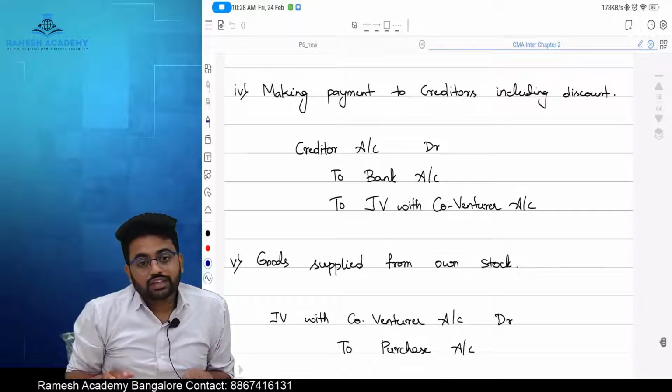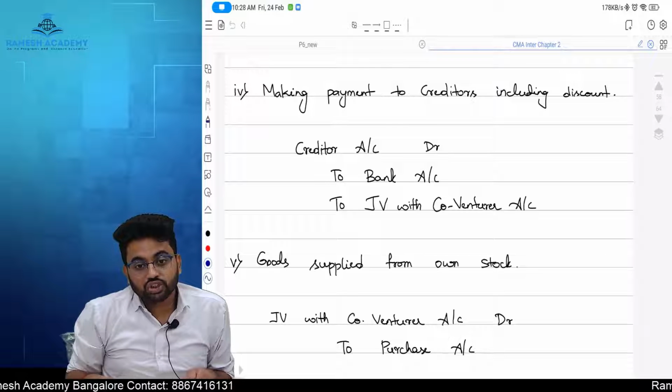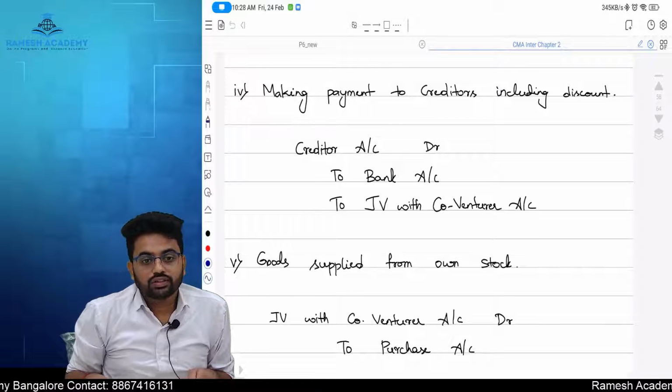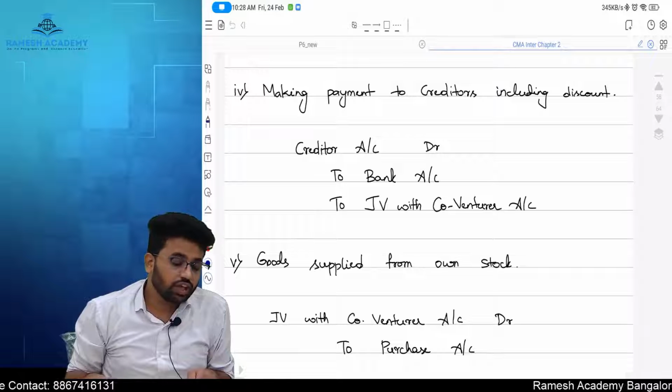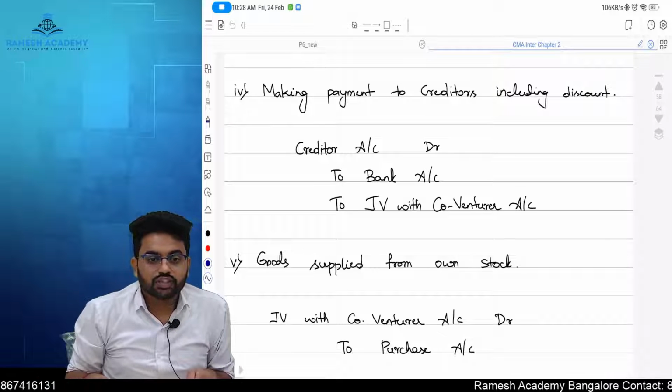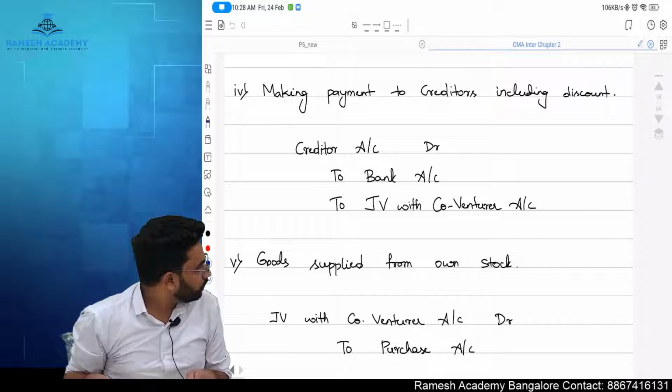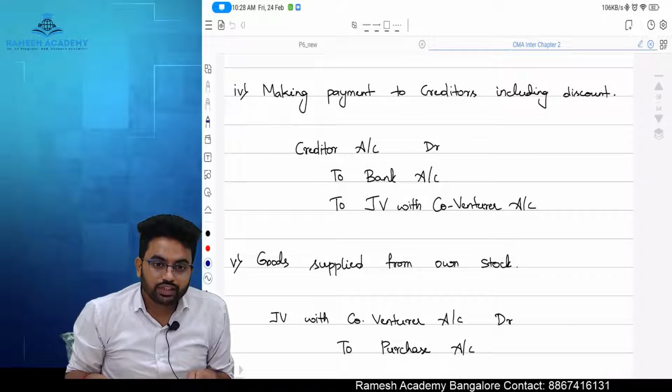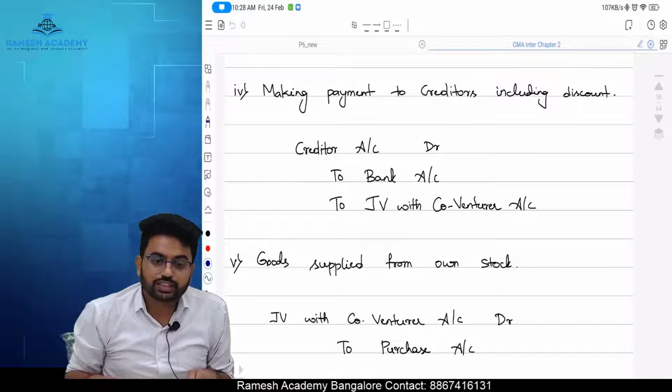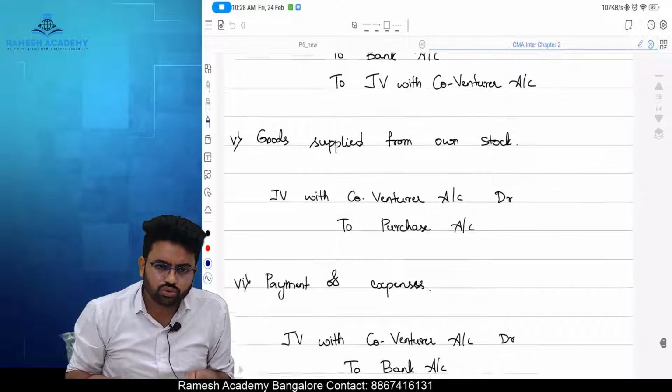Now when we are transferring a certain portion of stock to our joint venture, the entry will be our stock will get reduced. At the same point of time, our joint venture expense will get increased. So the entry will be JV with co-venture account debit to purchase account or to goods account.